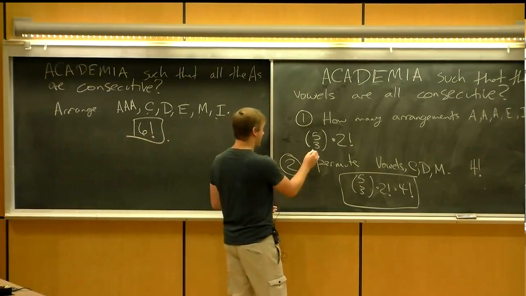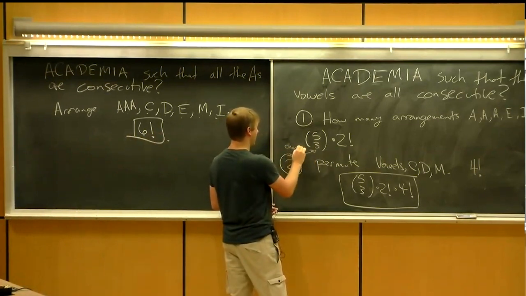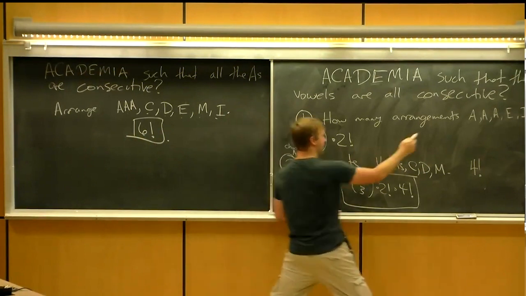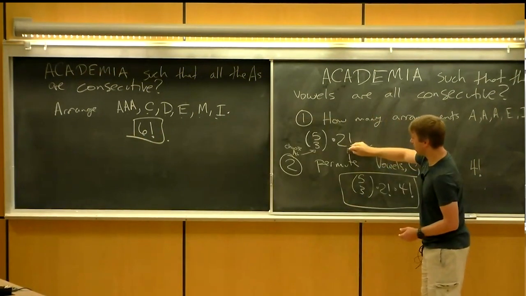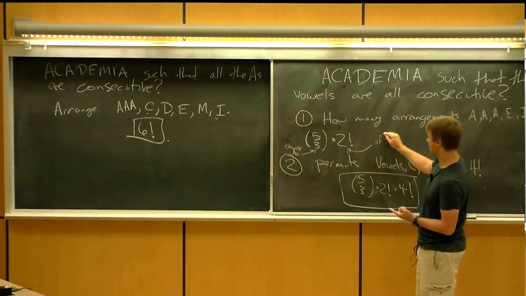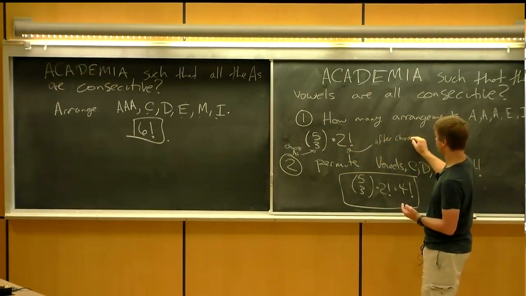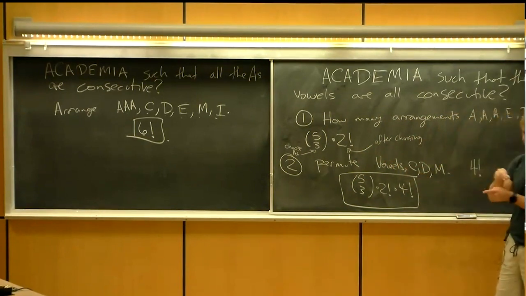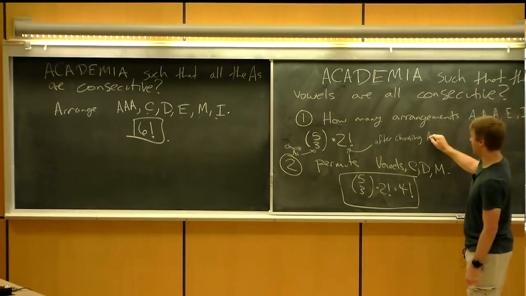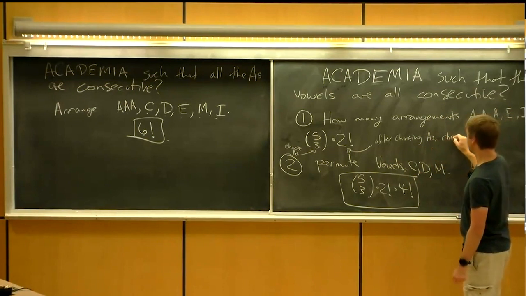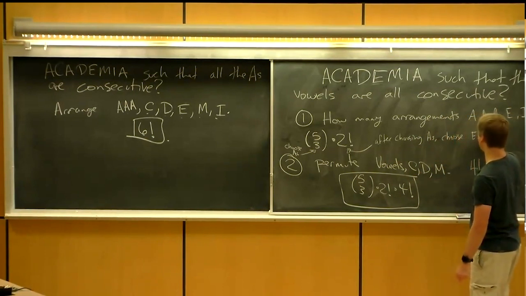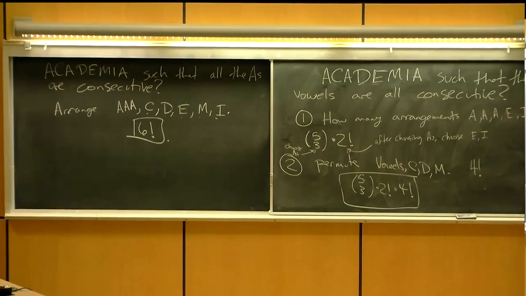Yeah, so this is the ways to choose the position of A's. So in a permutation of this, and this is the number of ways after you choose the A's. When I say choose A's, I mean choose the position of the A's. After choosing A's, choose E and I. Right, because once you put it in the A's, it can go E first, then I, or I first, then E. Two ways, 2 factorial ways.